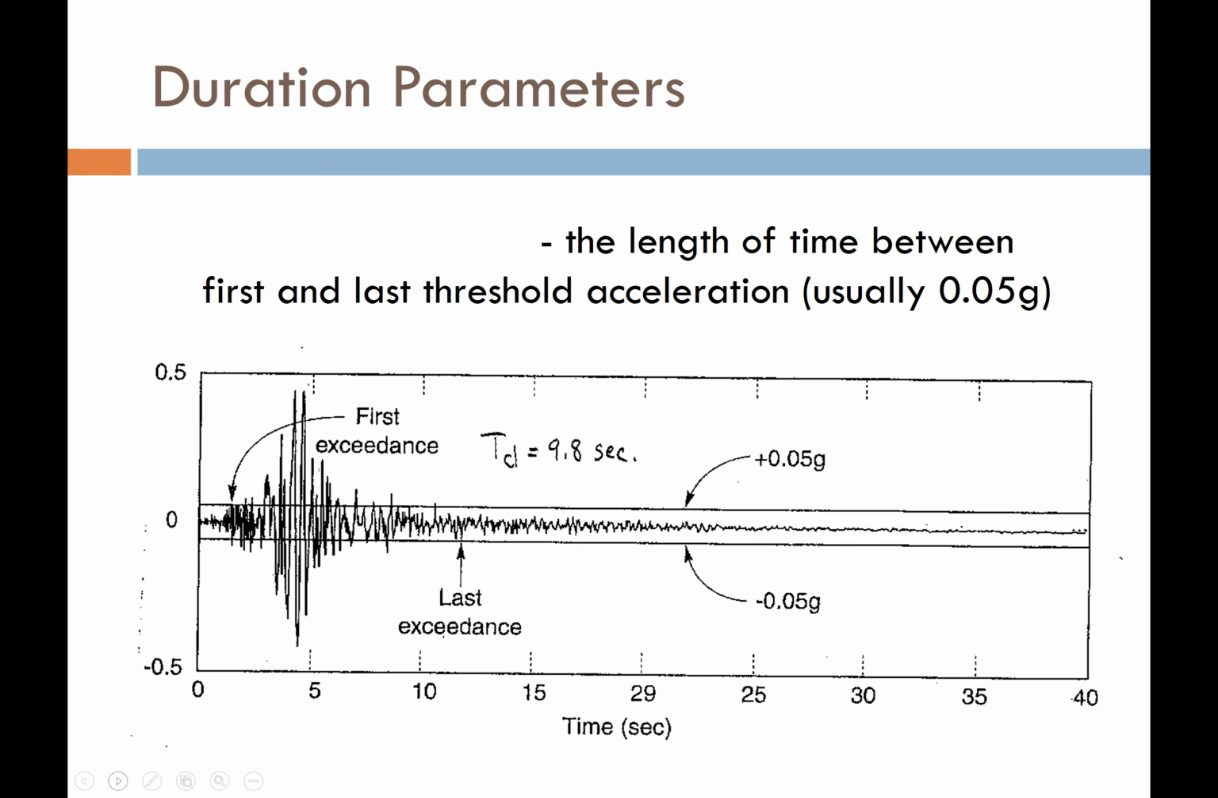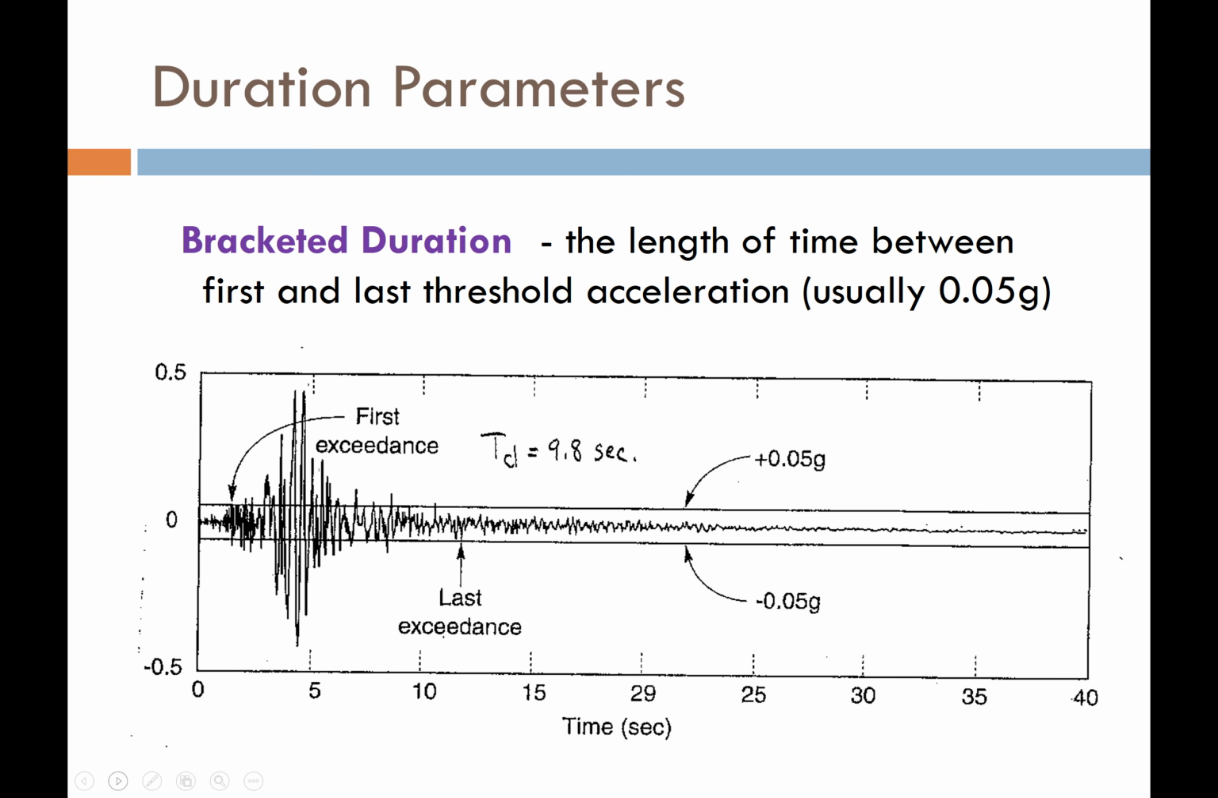Okay, let's talk finally about duration ground motion parameters. Duration ground motion parameters deal with how long the earthquake is occurring. One of the most common duration parameters is called the bracketed duration. The bracketed duration is the length of time between when an earthquake first exceeds some triggering acceleration to the last time it exceeds that triggering acceleration.